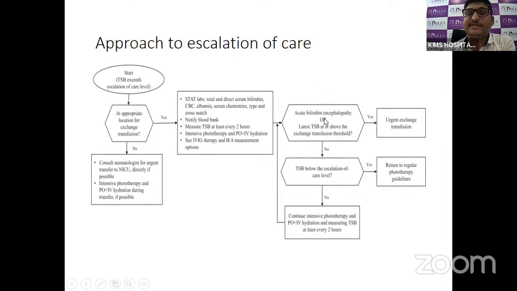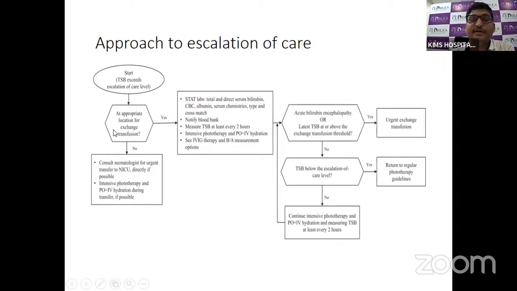If there are any signs of acute bilirubin encephalopathy, the child needs to undergo urgent exchange transfusion. Whenever we are escalating the care, measure the latest TSB every 2 hours. When the latest bilirubin is above the exchange transfusion threshold, the child should go for urgent exchange transfusion. So once we start intensive phototherapy and hydration and are measuring serial 2-hourly bilirubin, if subsequent bilirubins are below the threshold levels, you can return to regular phototherapy. If not, you continue and look toward exchange transfusion.